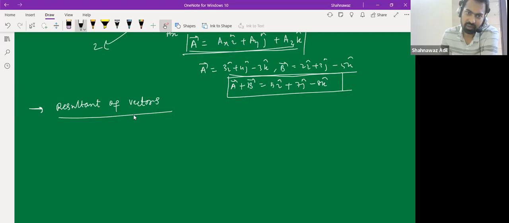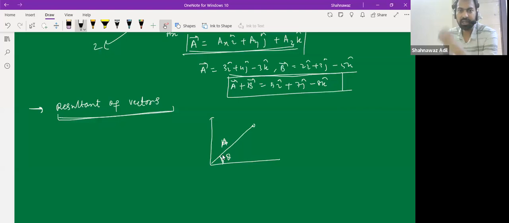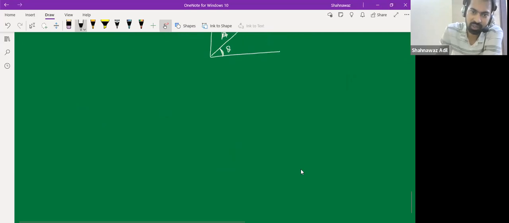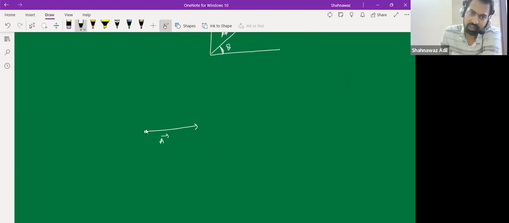Now we will talk about the resultant of vectors in polar form. What is the polar form? When we have a vector, its magnitude is given and its angle is given. So this is the polar form. Let's say that we have two vectors. This is one vector A and this is the other vector B. What is given is the A vector, the B vector, and the angle between the vectors.